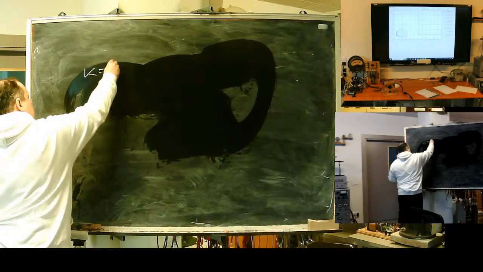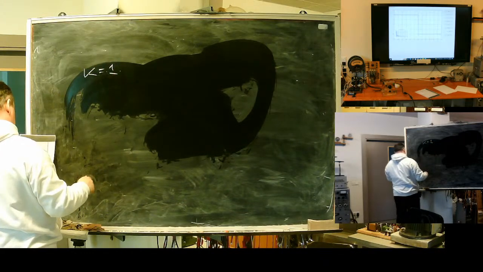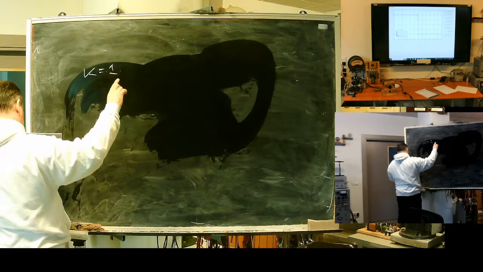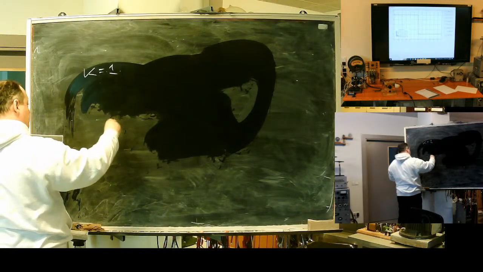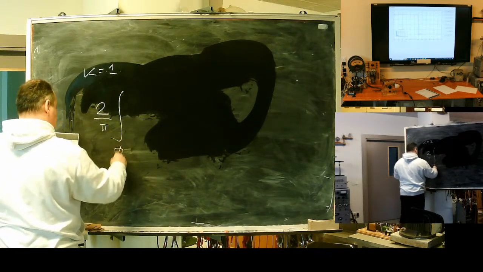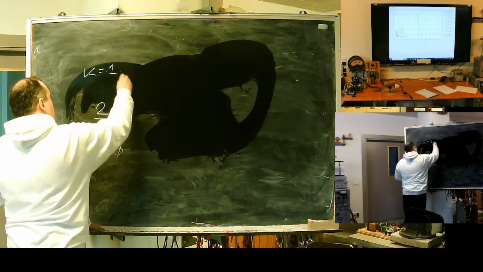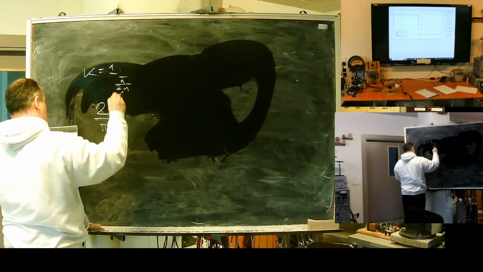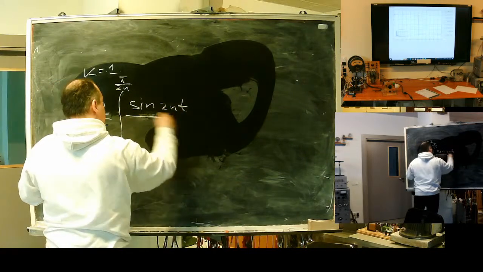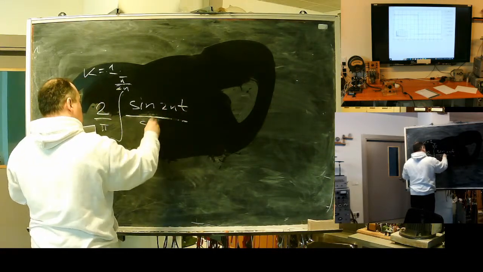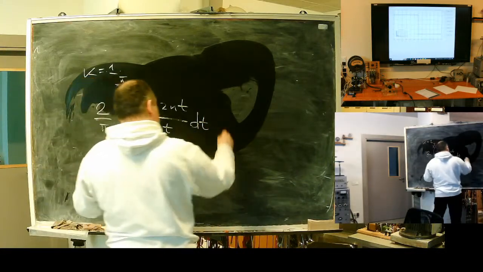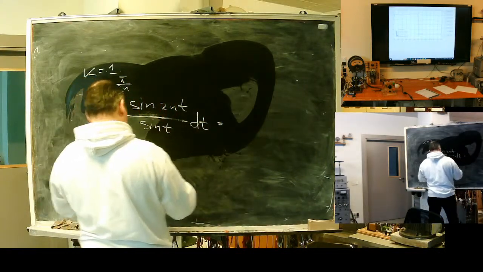For the first one, what do we need? We will have something like this: 2 divided by P, we need to integrate from P to N of sine of NT divided by sine P dt. Now we need a substitution.